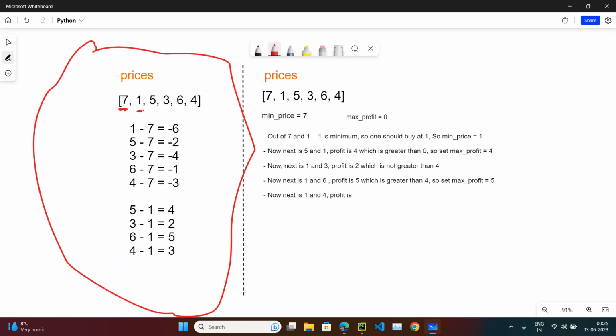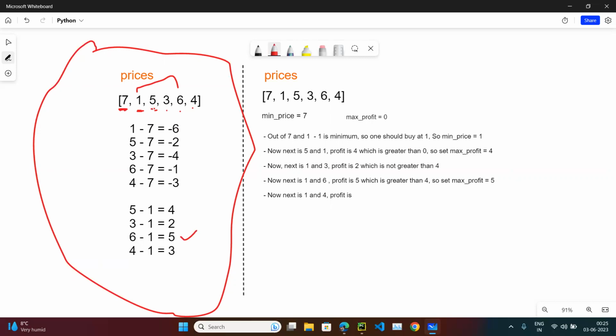Now if I purchase at 1, I can't sell on the 7 because I purchased on the second day. If I purchase the stock on the second day, how can I sell it on the previous day? No. If I purchase on the second day, I have to sell on a later day. If I purchase at 1 and sell at 5, the profit is 4. If I sell at 3, the profit is 2. If I sell at 6, then 6 minus 1 is 5. If I sell at 4, then 4 minus 1 is 3. So till now, the maximum profit is 5.